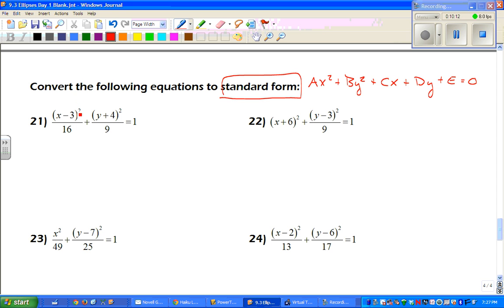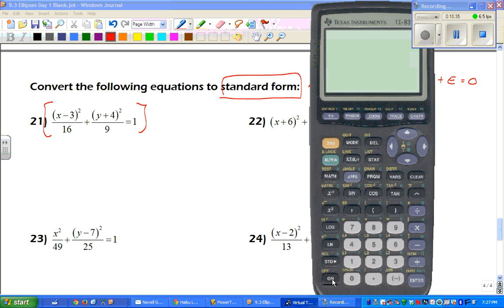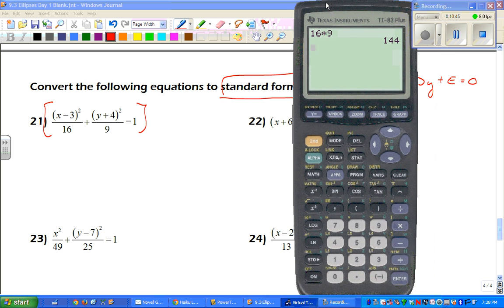Okay? When I look at number 21, the first thing that I want to get rid of are the fractions. Now, we talked about this a number of times this year. To get rid of fractions, you have to multiply by the common denominator. Well, 16 and 9, I don't know what the common denominator is, so what I can do is take my calculator out and just multiply, 16 times 9, and I get 144. So I can multiply all of these by 144.